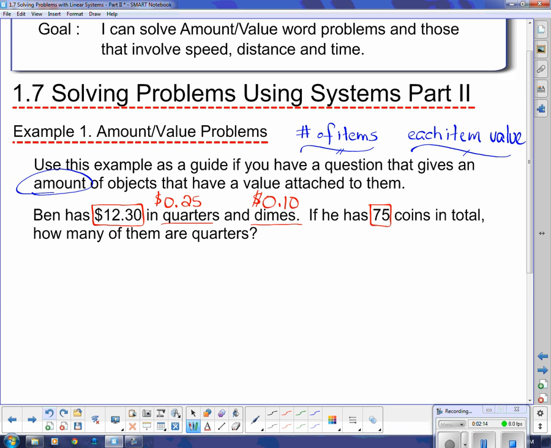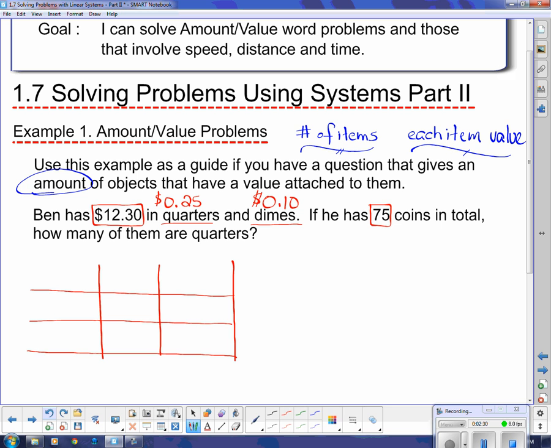And it says how many of them are quarters. So here's how I'm going to set this up. I'm going to take a look at a chart. We've highlighted our given information, and we have to think about what we're required to find. We are required to find, I'm going to do that in green, how many? That's the big thing we're required to find. How many of them are, and in this case, it's only quarters. We're not asking how many are quarters and how many are dimes. We only want to know how many of them are quarters.